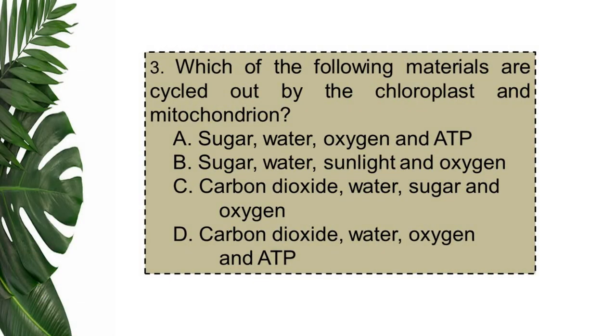Number 3. Which of the following materials are cycled out by the chloroplast and mitochondrion? A. Sugar, water, oxygen, and ATP. B. Sugar, water, sunlight, and oxygen. C. Carbon dioxide, water, sugar, and oxygen. D. Carbon dioxide, water, oxygen, and ATP.